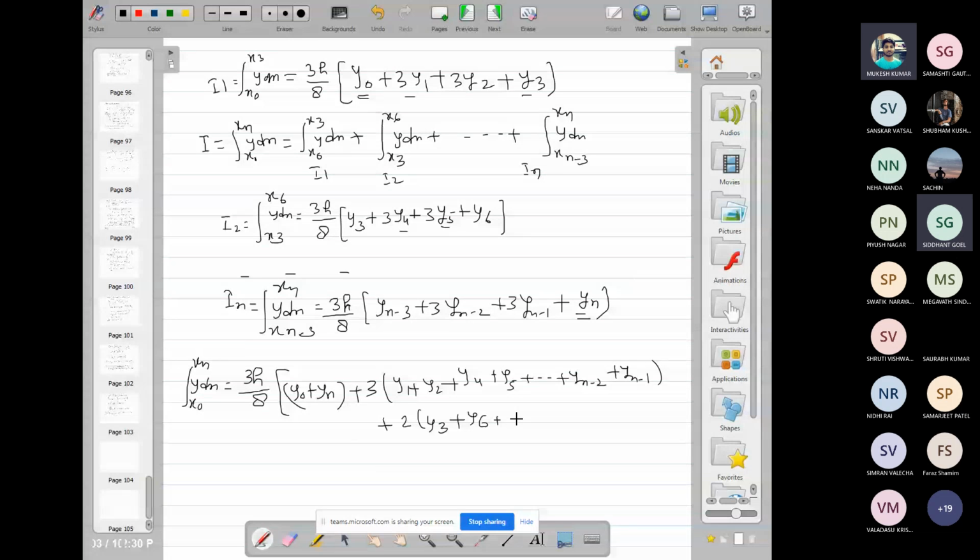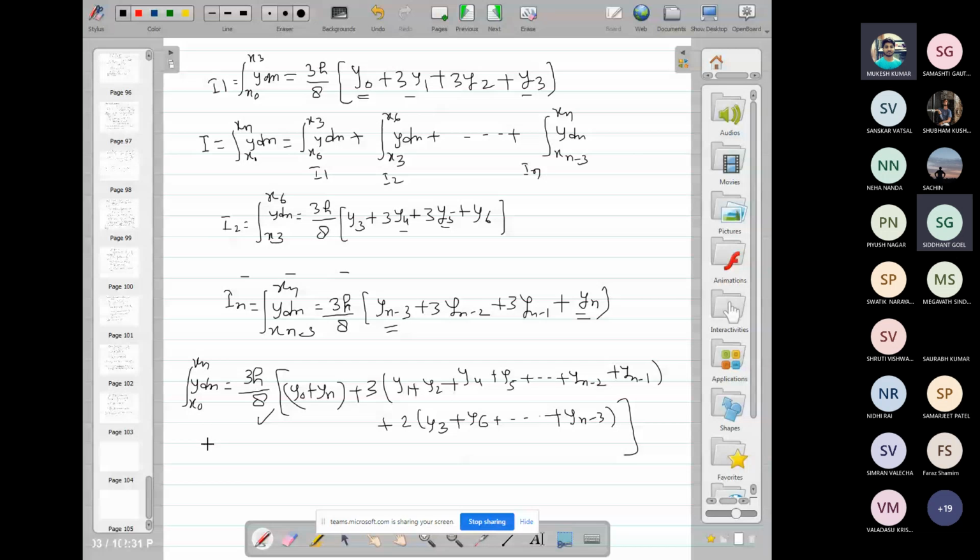And so on. The last will be y(n-3), this term. So this is the Simpson 3/8 formula. Here we need to subdivide the interval in such a way that n is a multiple of 3. Then we can apply this formula. Similarly, by taking n equal to 4, we obtain the formula that is known as Boole's rule. I am not going to derive that.